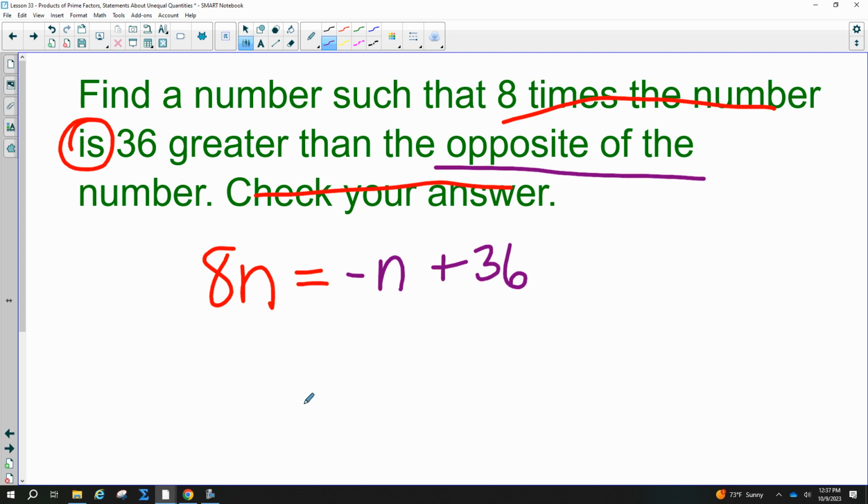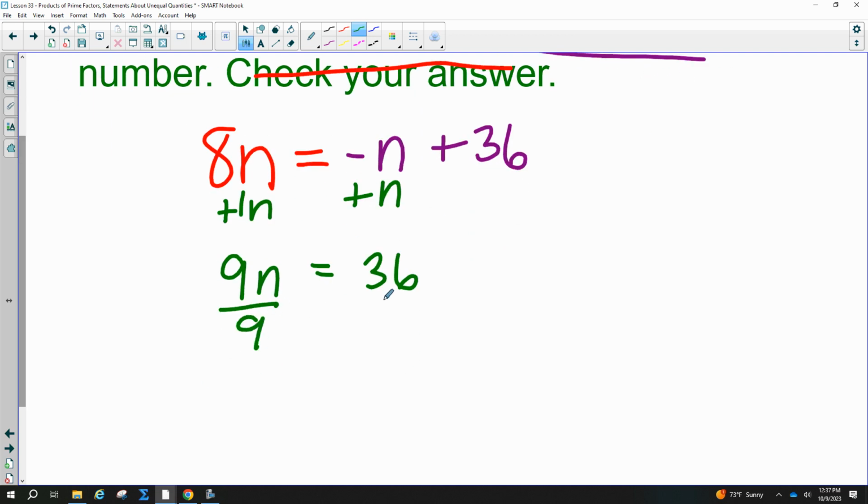Now we just solve, all right? So we are going to add n right here to both sides. So we get 9n equals 36, because that's a 1n right there. And then we divide both sides by 9, and n is equal to 4.